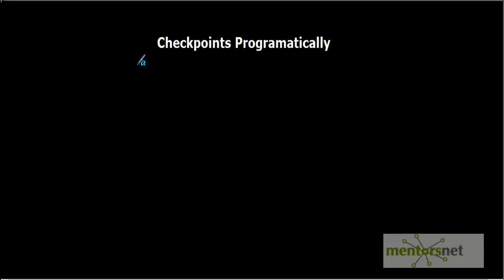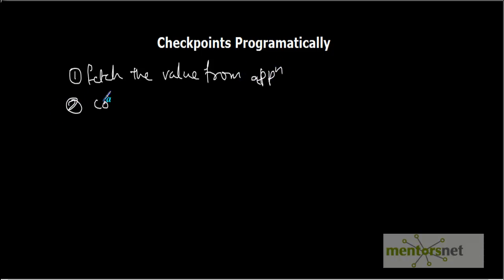So let's have a quick recap of how checkpoints are performed. Actually, it performs in two steps. The first one is it will fetch the value of a property from the application, and the second step it will compare the expected and the actual value. So we are going to perform these two steps from a program.